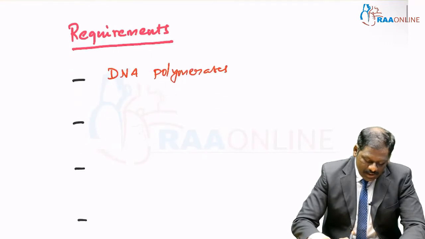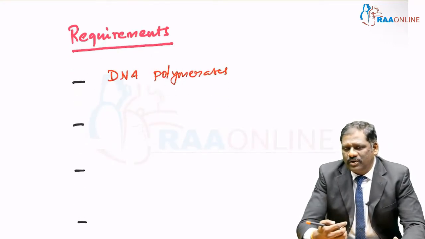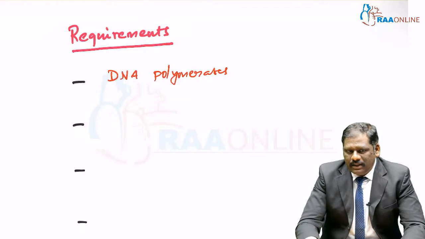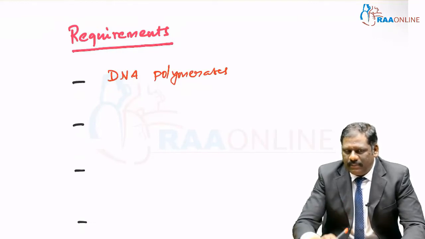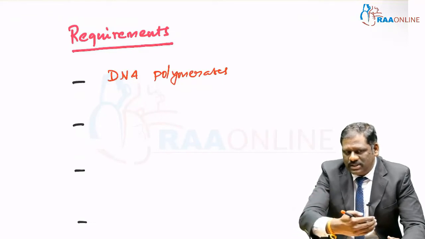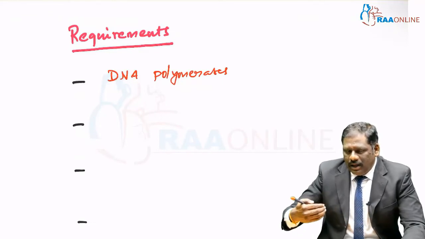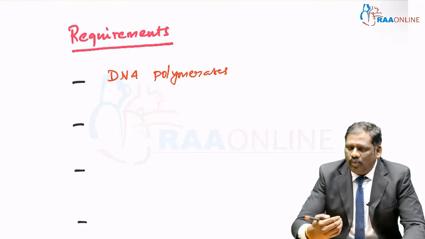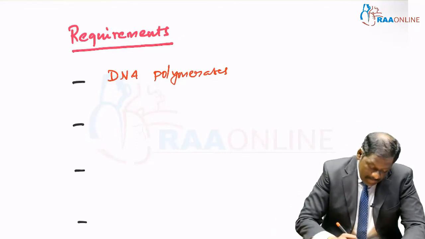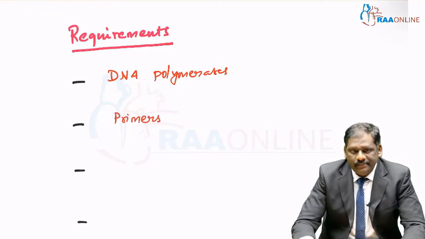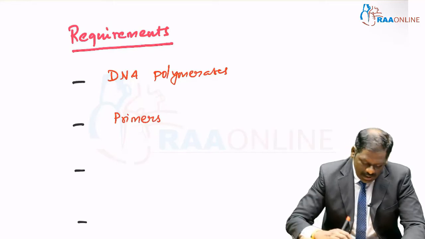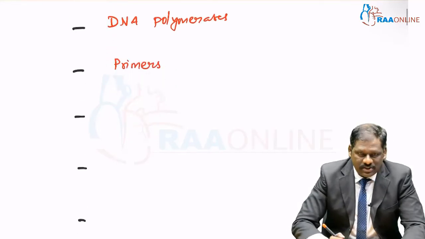After DNA polymerases, how do these DNA polymerases actually work? DNA polymerases need the 3' OH region of a primer, of an RNA primer. This primer is required, and from that 3' hydroxyl region, the DNA polymerase starts building up the new strand. So what you require now is primers, RNA primers.